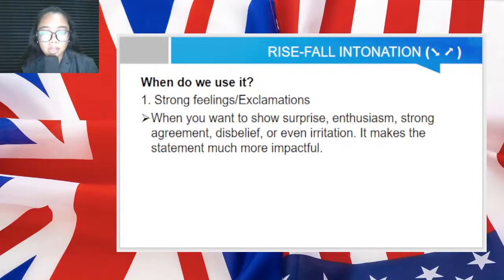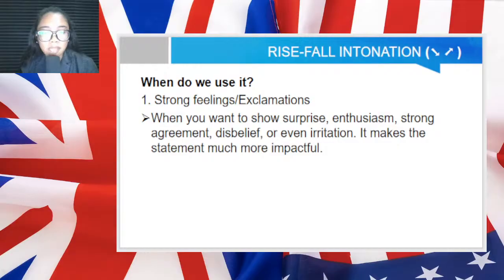Next, strong agreement. This is more than just a simple yes. It is about showing that you completely and emphatically agree with someone. If a classmate suggests, "Let's study together, it will really help," you could respond, "Yeah, that's a fantastic idea," or "Definitely, definitely." The rise fall on "yeah" or "definitely" makes your full support and strong conviction clear.